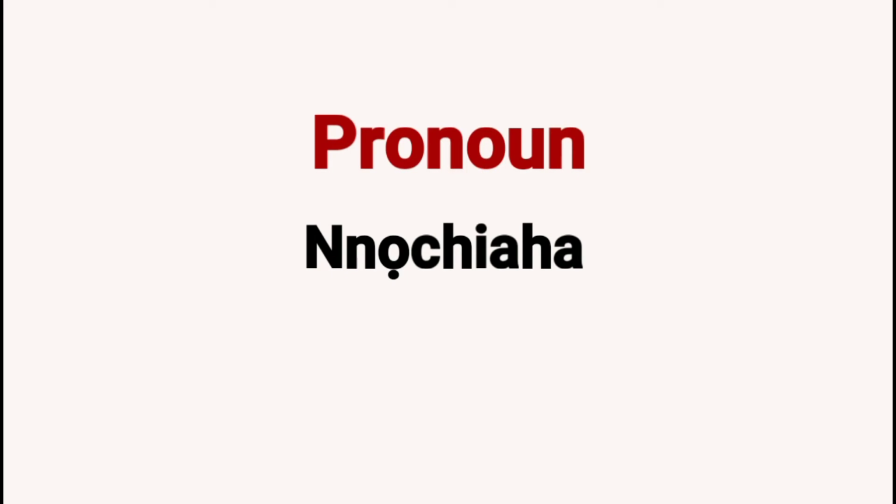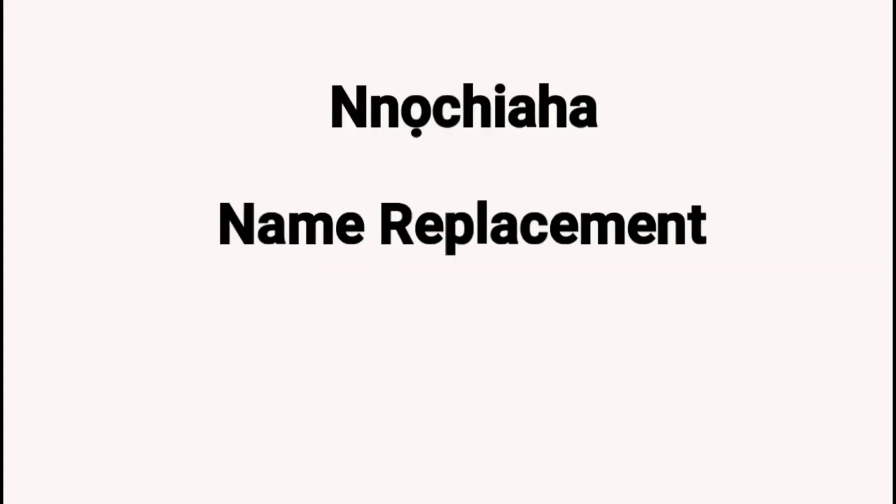So today we'll be learning pronouns. Pronoun in Igbo is called nọchị aha. Alright? Nọchị aha simply means a name replacement. We use nọchị aha in place of a person, a thing, or a place. Let's see its categories.